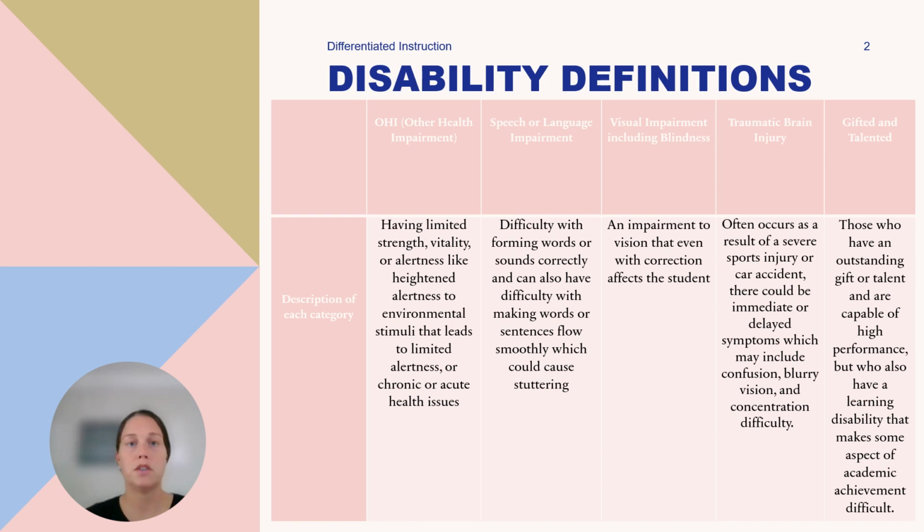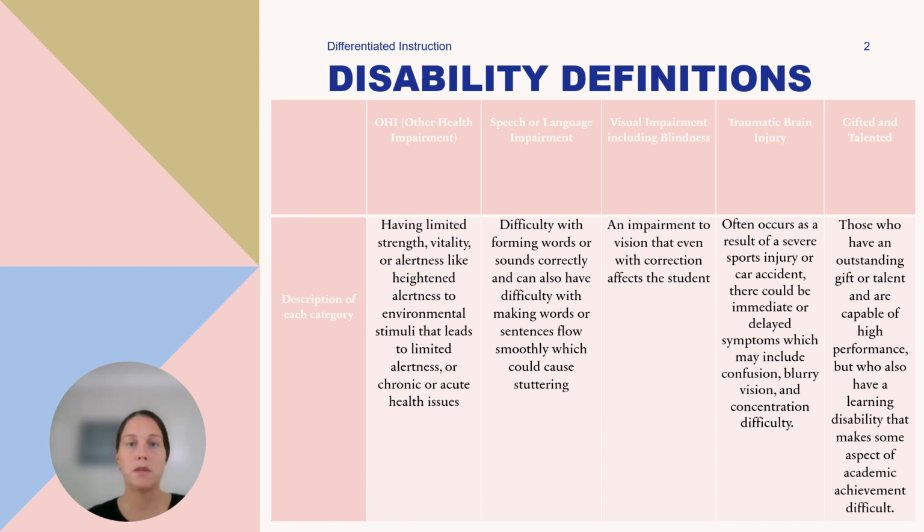Disability definitions. Based off of the IDEA Act, I chose 5 disabilities to focus on and research for my future students and my current students. The first disability is OHI, other health impairment. This is having limited strength, vitality, or alertness, like heightened alertness to environmental stimuli, that leads to limited alertness or chronic or acute health issues.